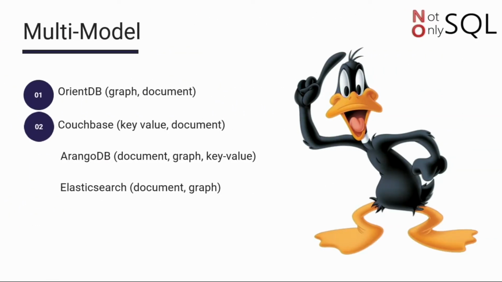And then there are multi-model solutions where some of these systems allow to combine different paradigms. For example, OrientDB combines graph and document-based approaches. Couchbase combines document with key value. ArangoDB combines 3 of them, actually. Or Elasticsearch, which also combines a document and graph-based approach.